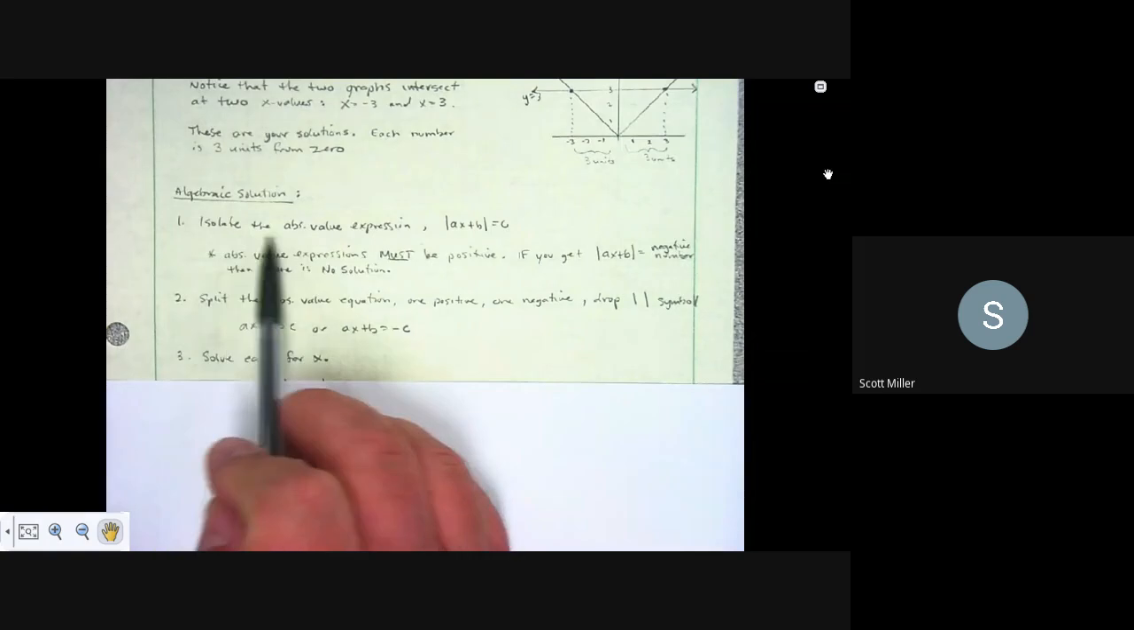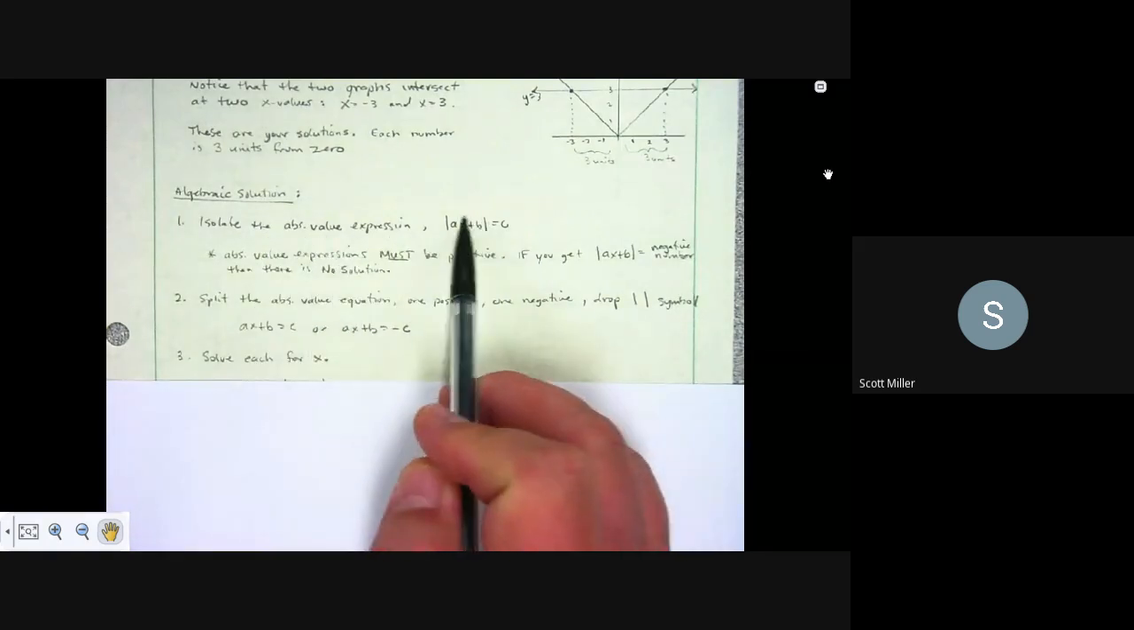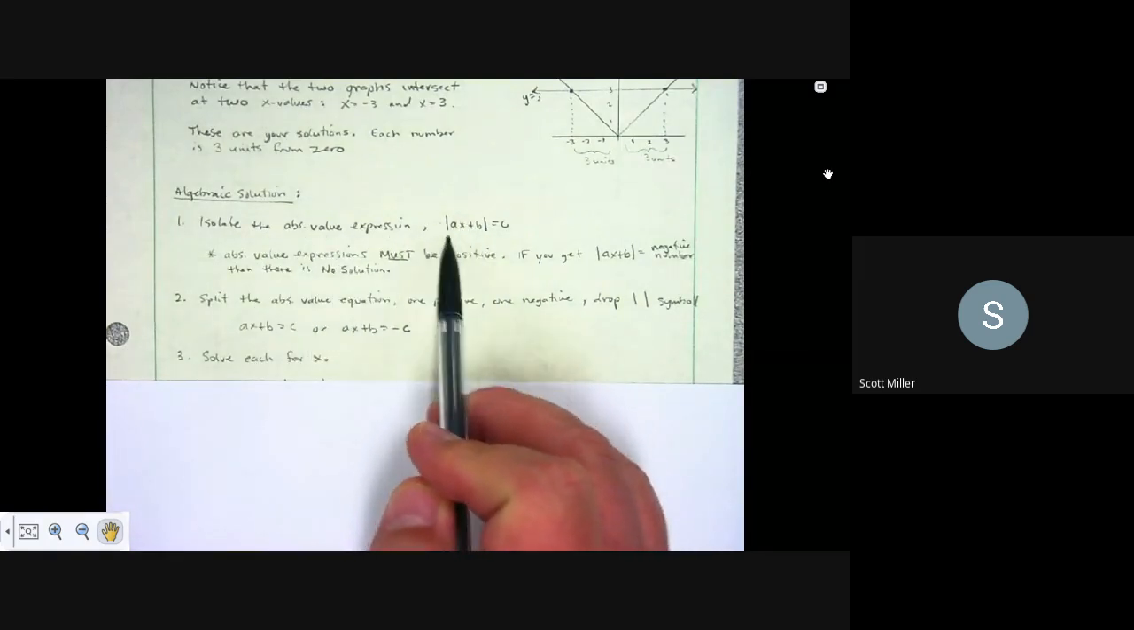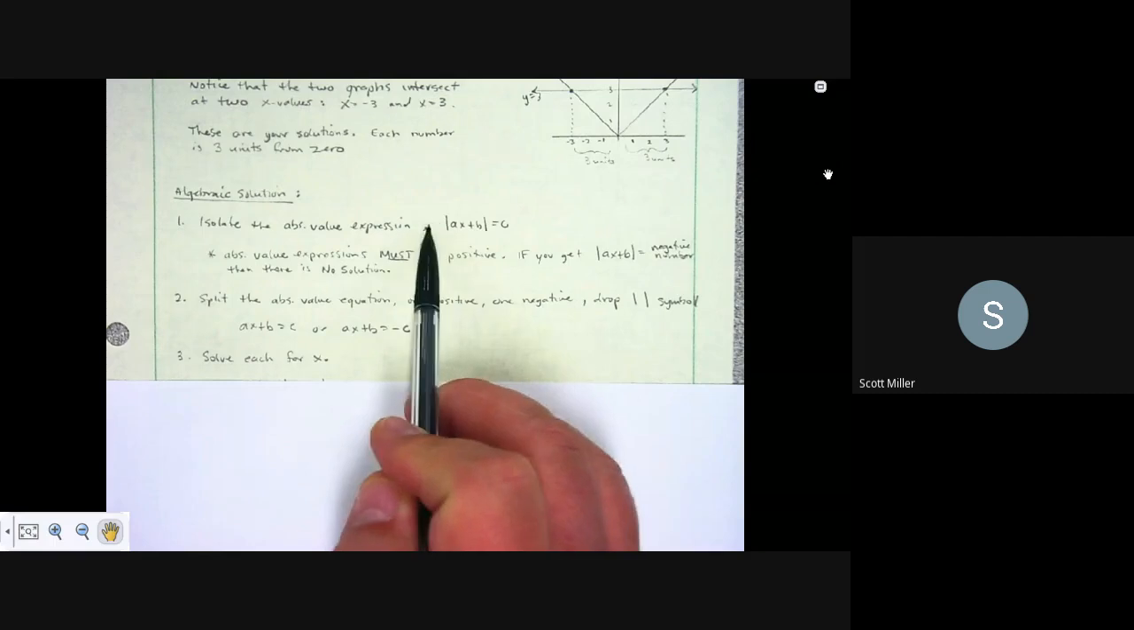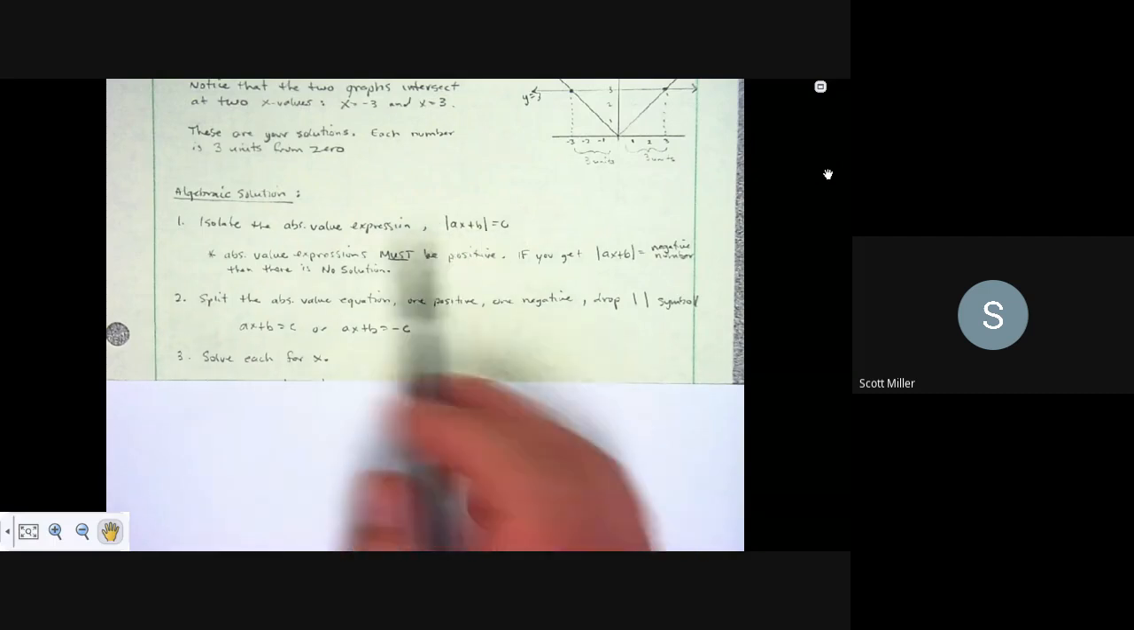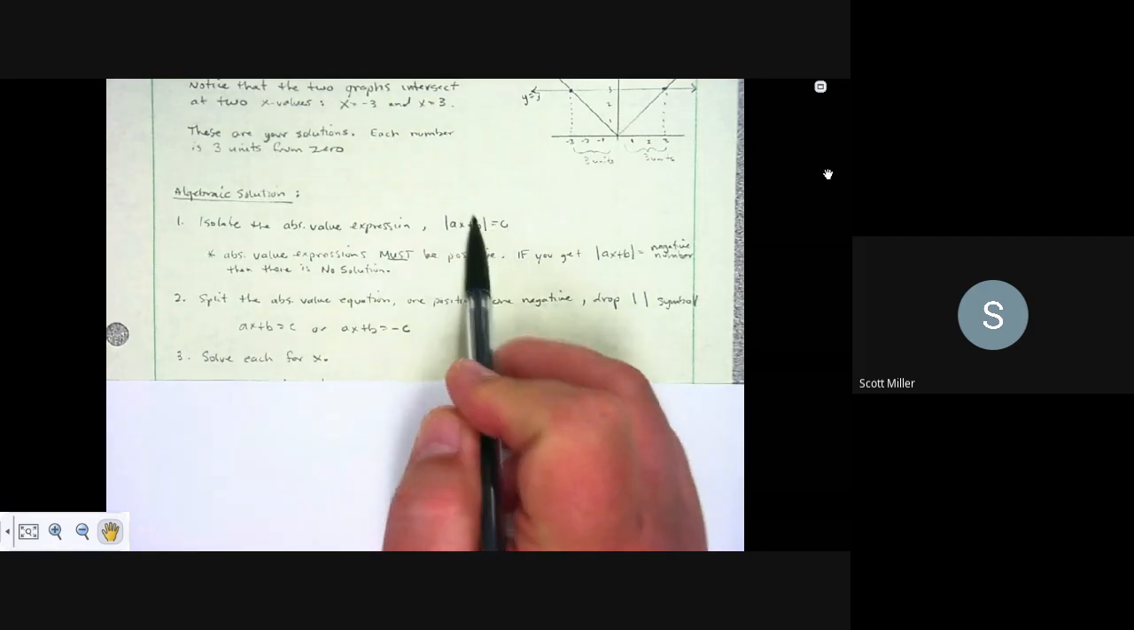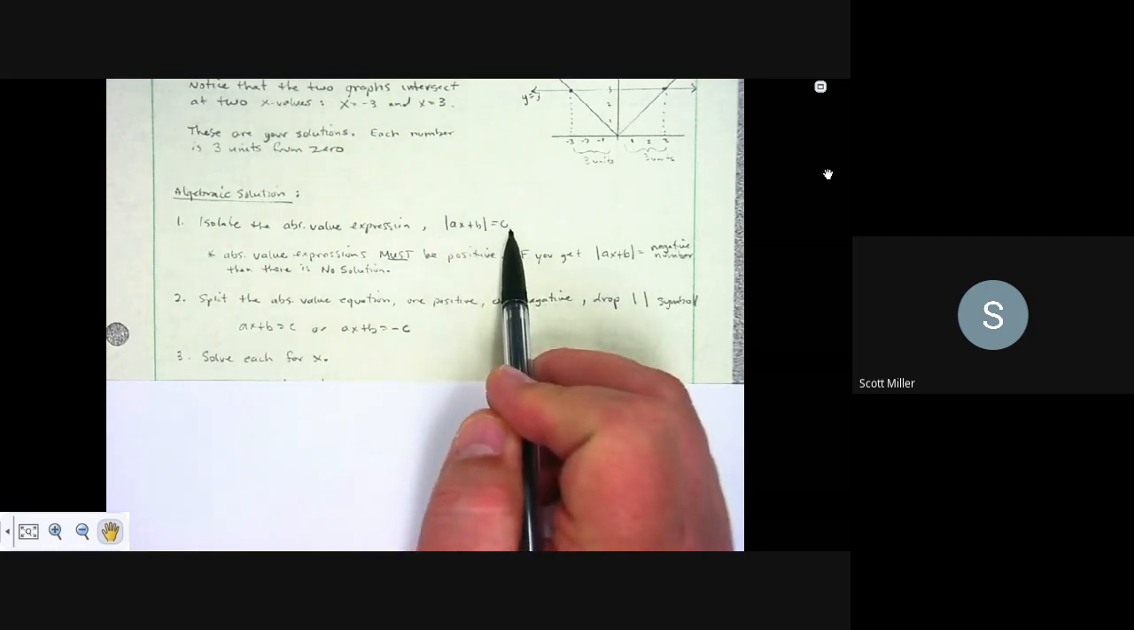I'm going to lay out the rules for you that we're going to follow, and then we'll do some examples together. Okay, so here's what you're going to do. You want to isolate the absolute value expression. This is the absolute value expression right here. You need to make sure that there's nothing out in front and nothing being added behind it or in front of it or anything like that. You just want to have a clean absolute value expression equal to some number. Okay?